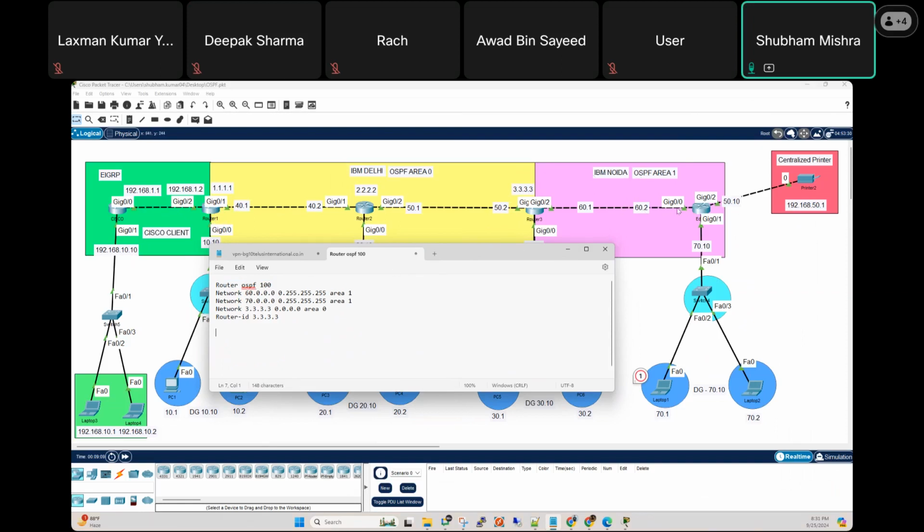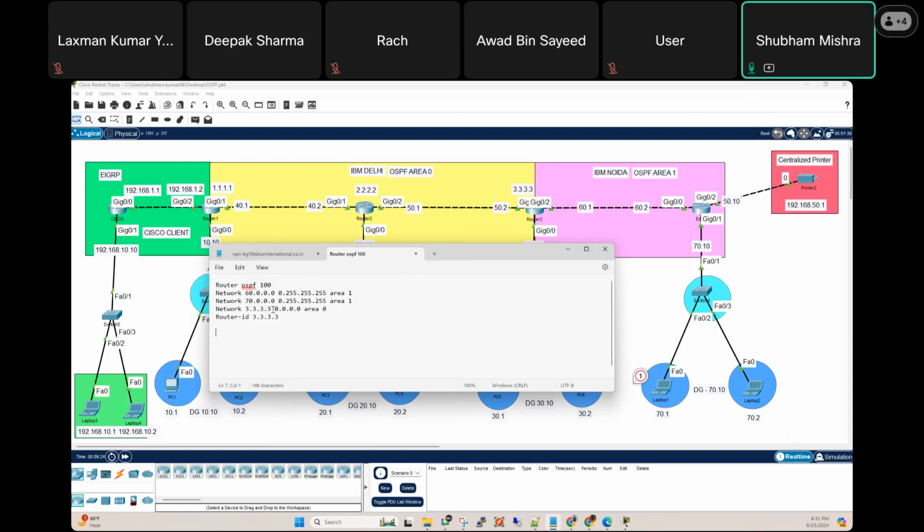But yes, we can advertise this one in the OSPF. That is the easy task, but we are not doing it like this. Okay, now we will redistribute it. Done everyone? Yes or no? So, router OSPF 100 area 1.